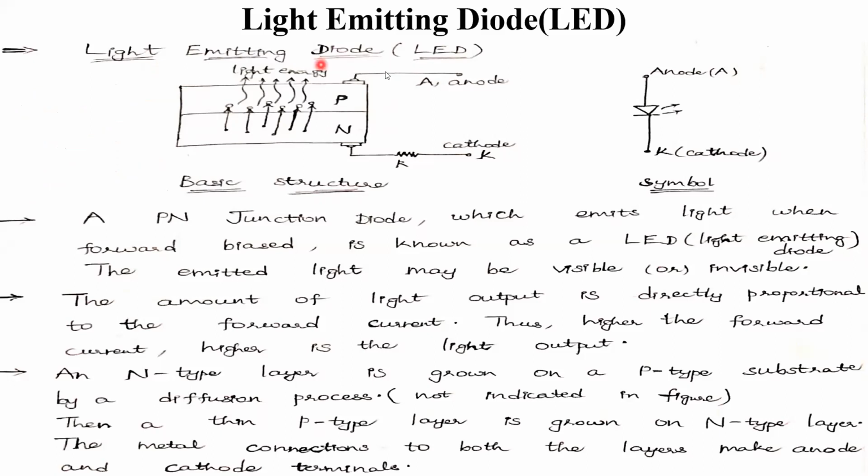Here, in a light emitting diode, a P type semiconductor layer and an N type semiconductor layer are sandwiched together, and after sandwiching the p-type and n-type semiconductor layers by using some diffusion process, two metal contact terminals are drawn here. I can treat those two metal contacts as the anode terminal and cathode terminal.